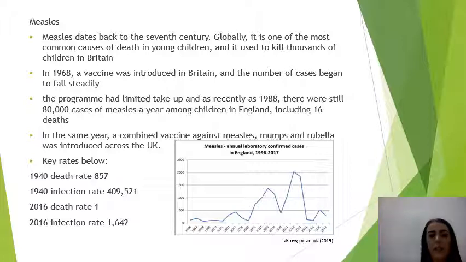As you can see by the key dates below, in 1940 the death rate was 857, but in 2016 the death rate was only 1. Again, the infection rates from 1940 to 2016 are greatly reduced. Looking at the table on the right, you can see the reduction in cases.